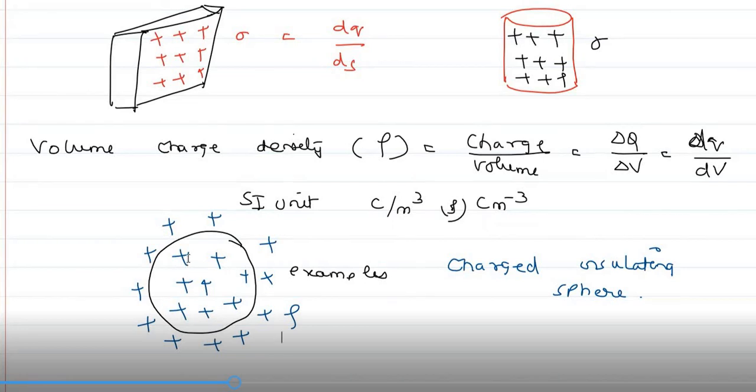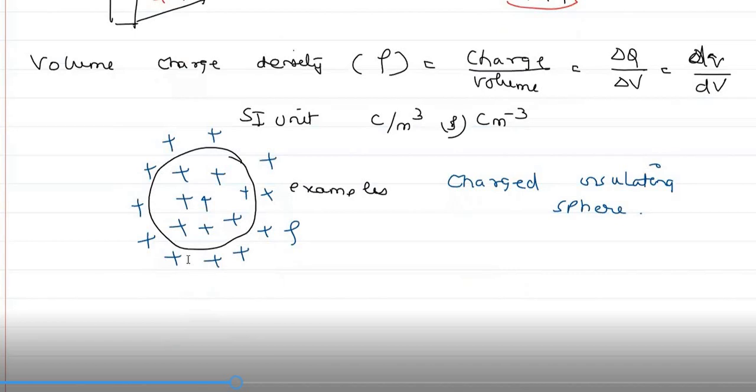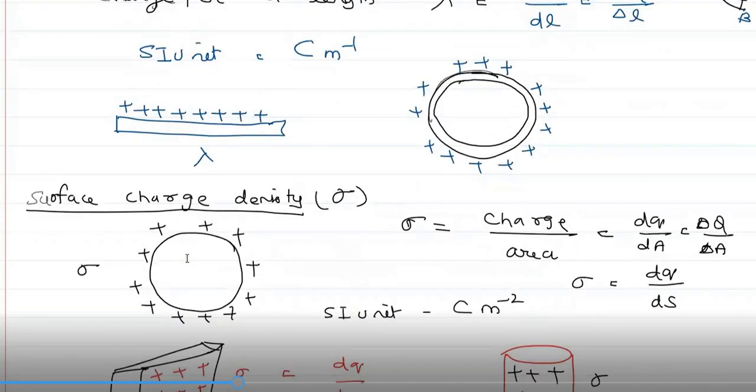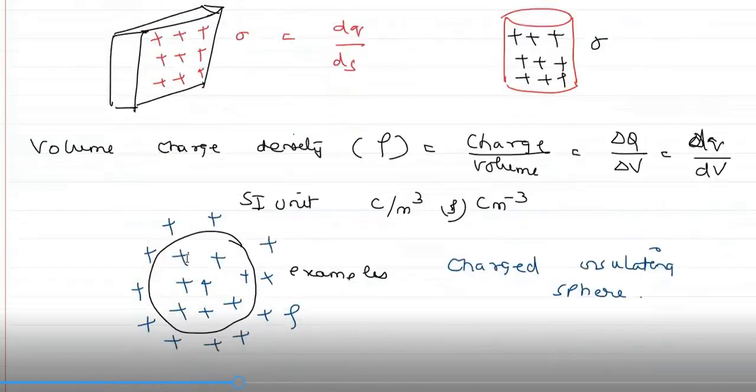Whenever we talk about surface charge density or linear charge density, the thing you have to remember is that you have to consider the area vector.